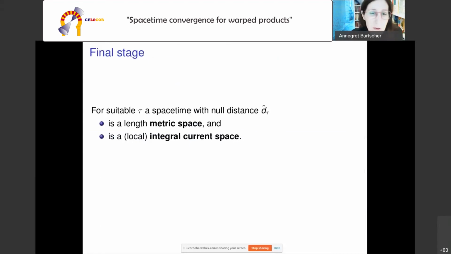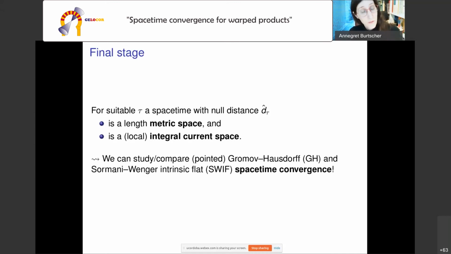Okay, so now we're coming already towards the end of actually studying the convergence. Now we have prepared the space. We can study two notions of convergence in principle. If we have a spacetime with a suitable time function and an associated null distance, we have first a metric space, and we have also a local, or depending on whether it's compact or not, an integral current space. And therefore we can study two very well-known notions for metric spaces, the Gromov-Hausdorff convergence and the intrinsic flat convergence. And we can do this for these spacetimes that we're interested in, so for the warped products.